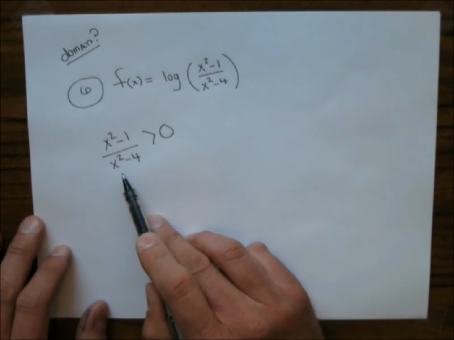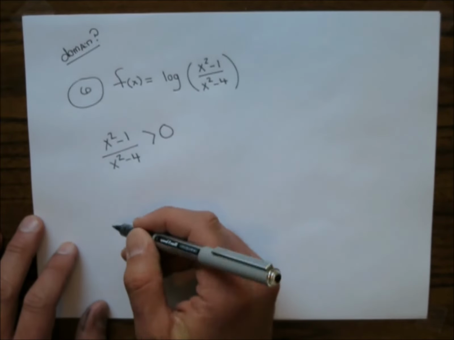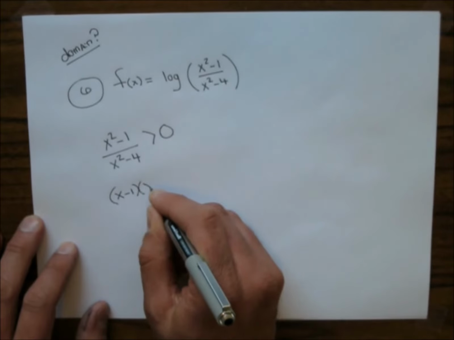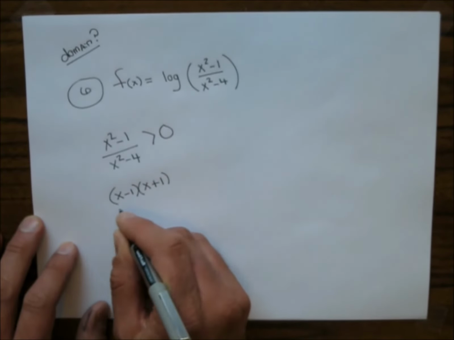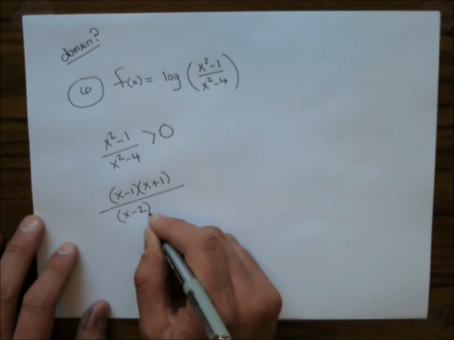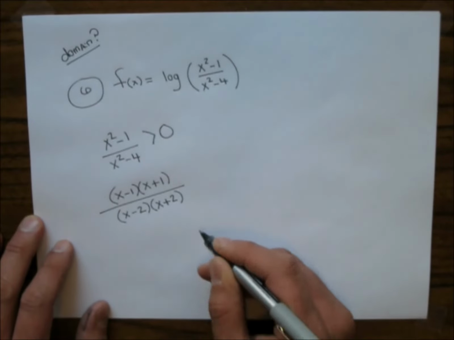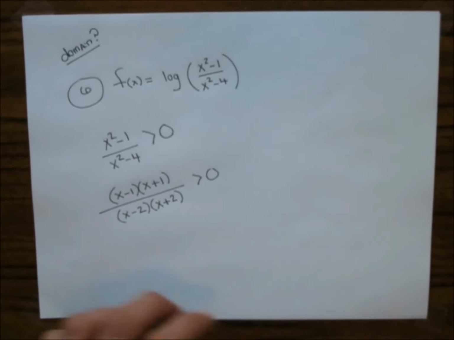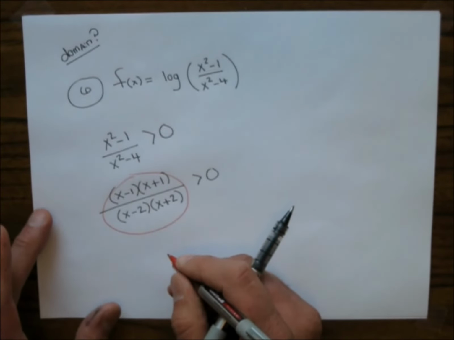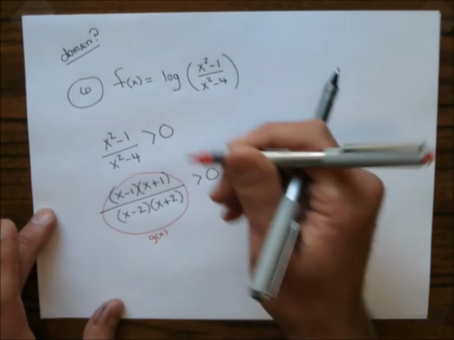The steps are: put 0 on one side, we have that. Factor the top and bottom if you can, I can. x minus 1, difference of squares, x plus 1, all over, difference of squares on the bottom, x minus 2, x plus 2. This is greater than 0. We're going to call this function right here, let's just call it g of x. If I call it f of x, I'm going to get confused.